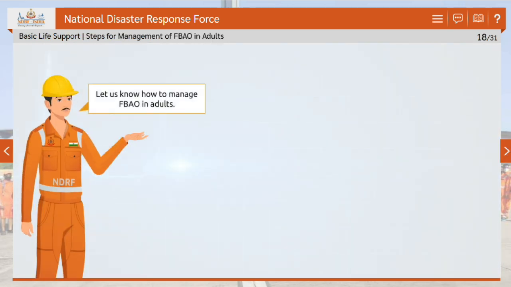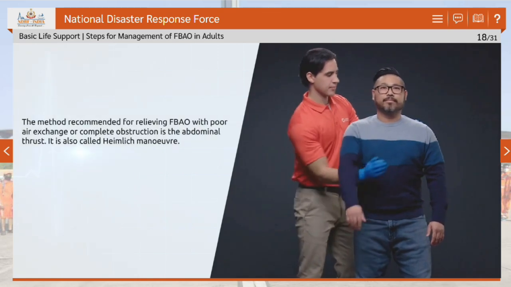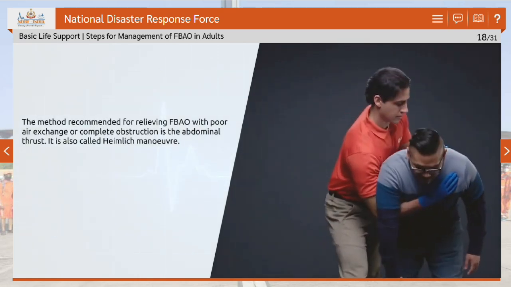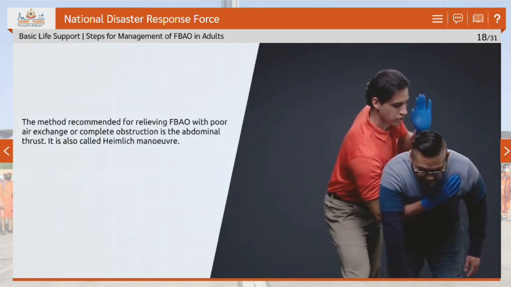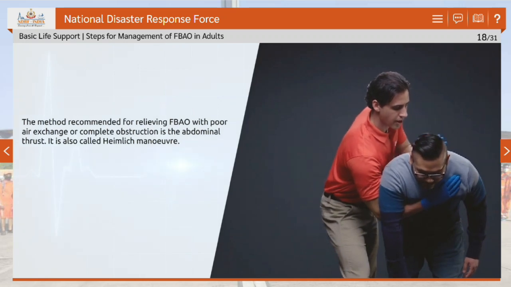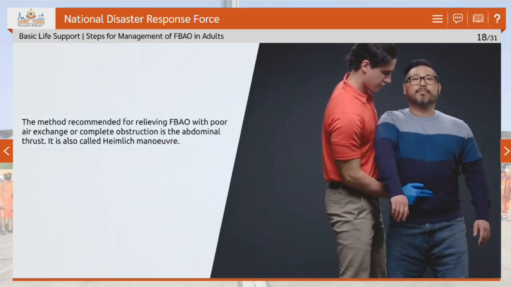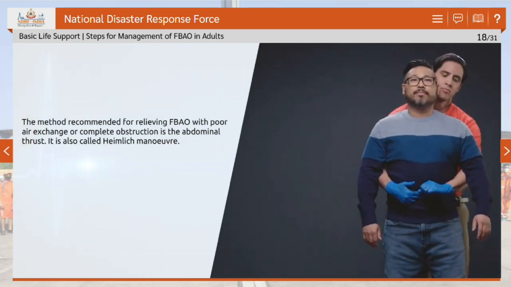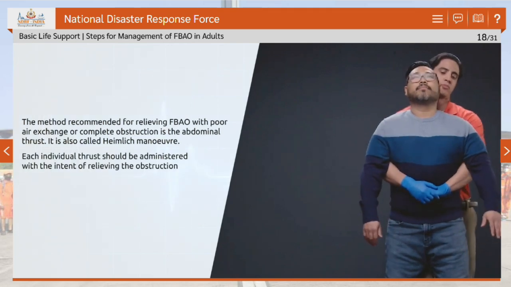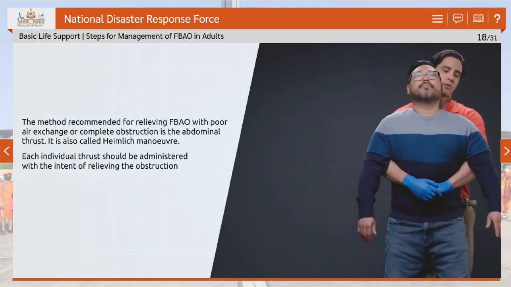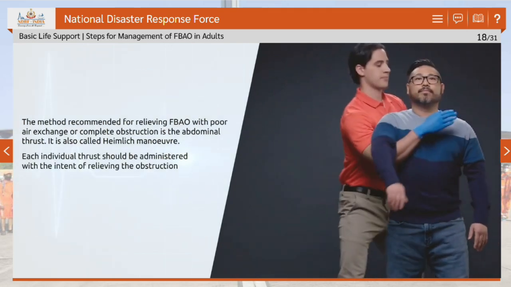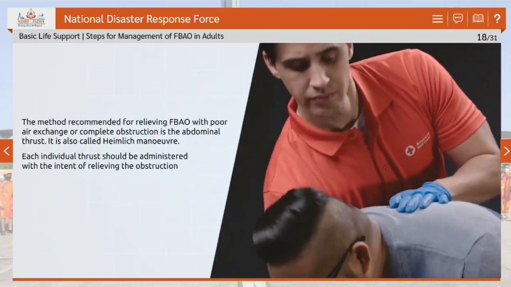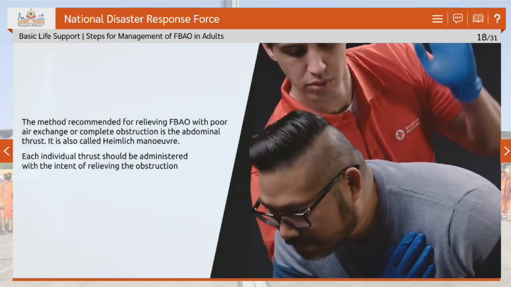Let us know how to manage FBAO in adults. The method recommended for relieving FBAO with poor air exchange or complete obstruction is the abdominal thrust. It is also called Heimlich maneuver. Each individual thrust should be administered with the intent of relieving the obstruction. It may be necessary to perform several thrusts.